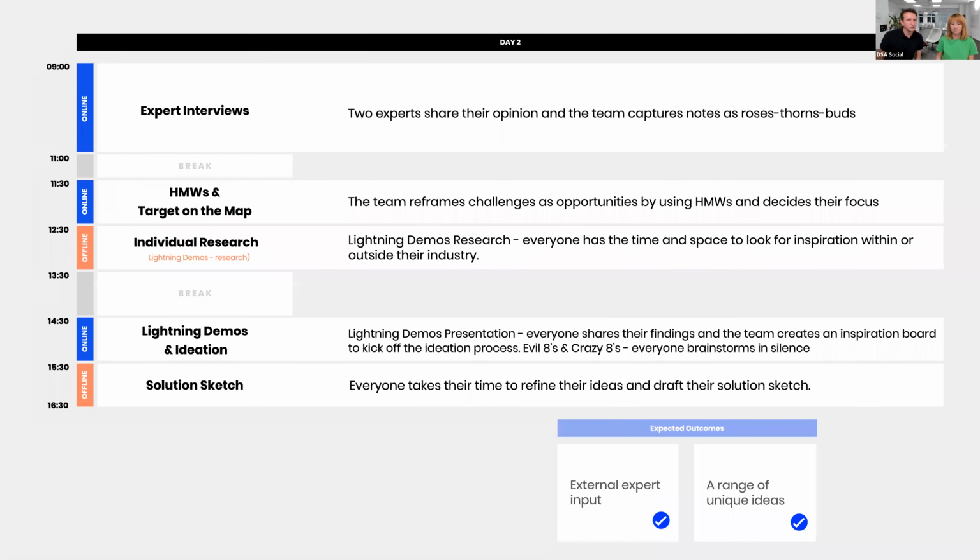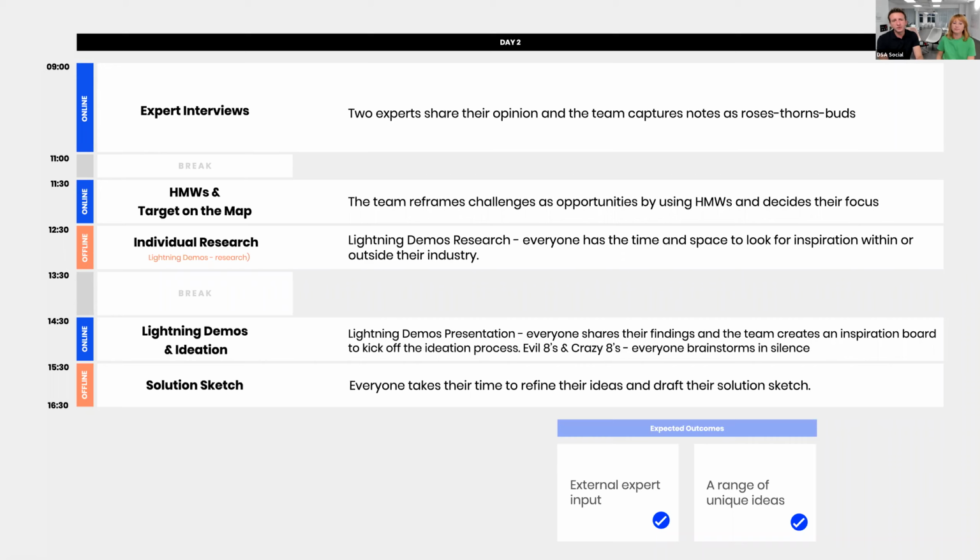Moving on to the second day. We're starting it with expert interviews. As you know, you do have experts in your team, but sometimes you might need an outside perspective, or very specific expertise, and that's why we're bringing in these experts. We have time for 2 of them, and they each have about 30 minutes to share their experience, their perspective, and the information that they have, and the team captures everything. We then have a half-hour break.